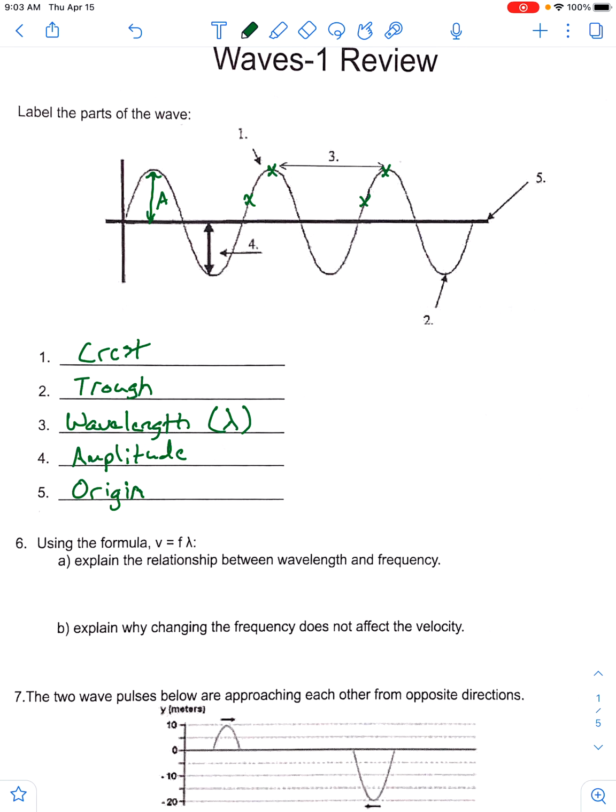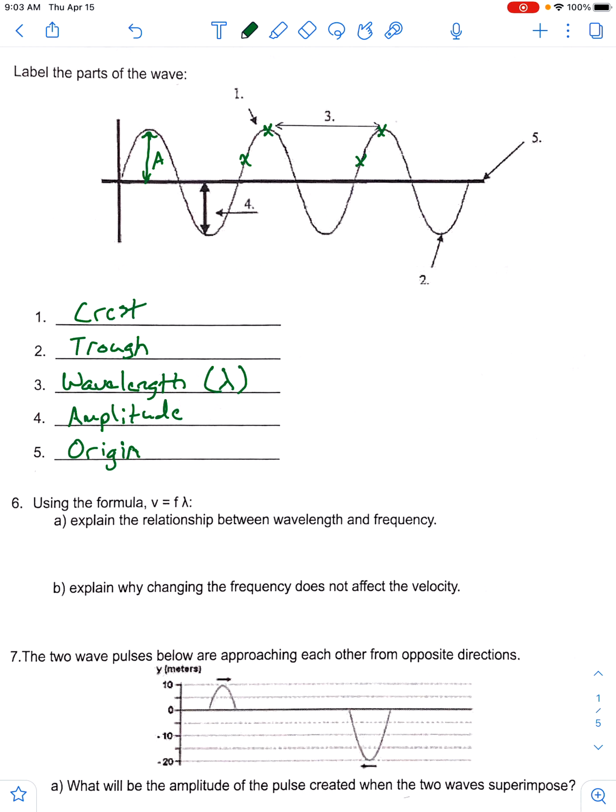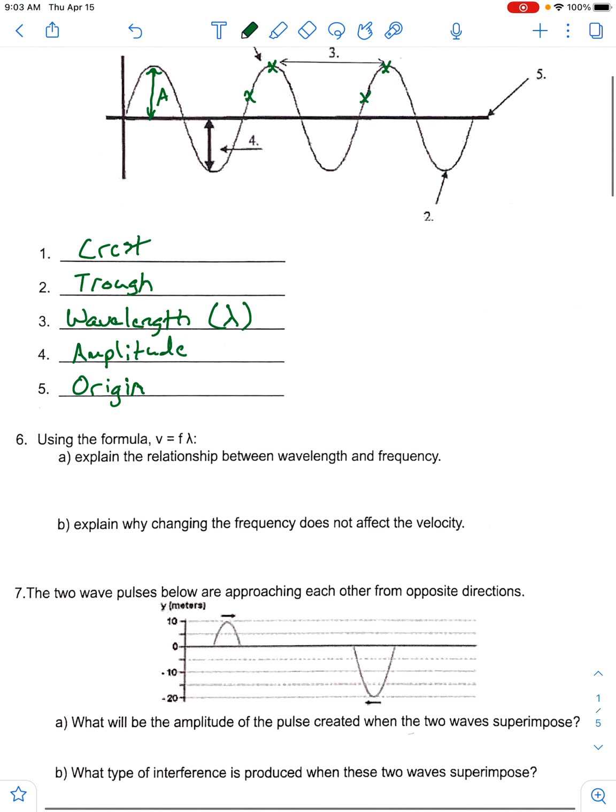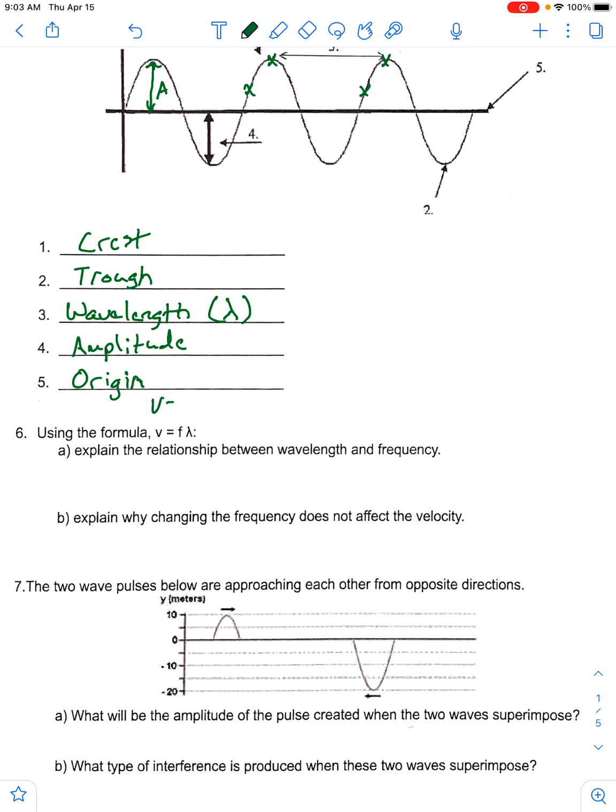Okay, number six, using the formula V equals F times lambda. So I'm just going to write these out real quick so we have everything. Let me zoom in real quick. V stands for velocity, and that is in meters per second. Your F stands for frequency, and that is in hertz. And your upside down Y is called your lambda, and that just means wavelength. And that's in meters.